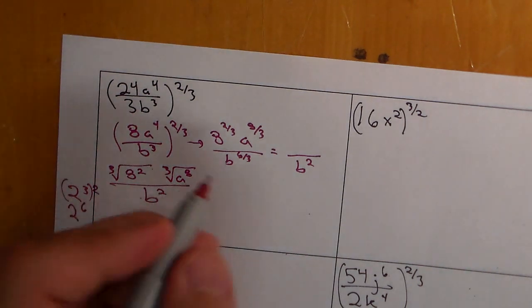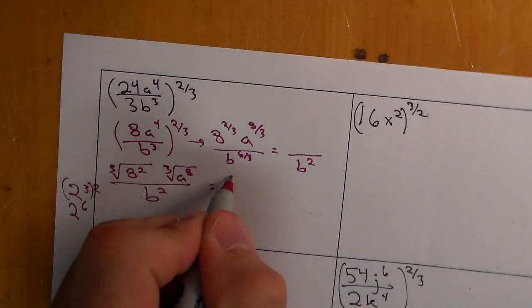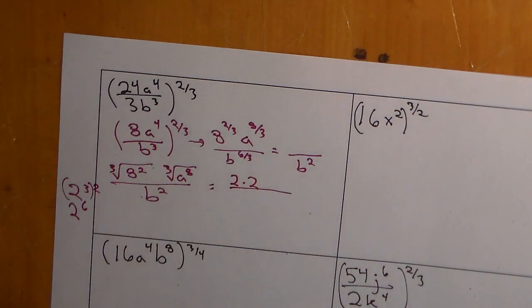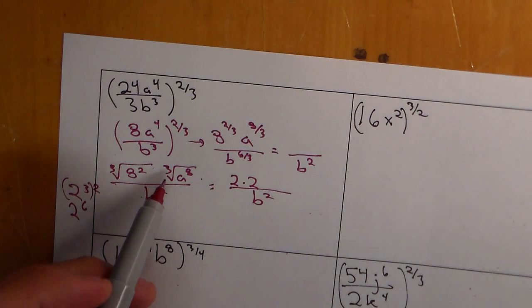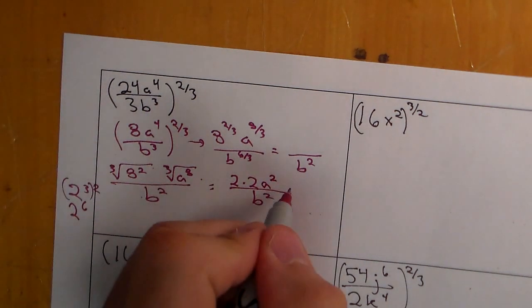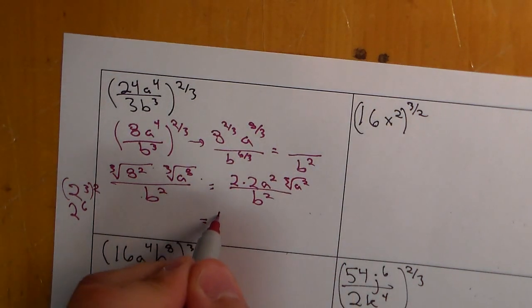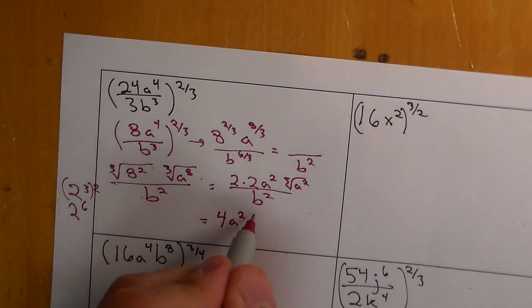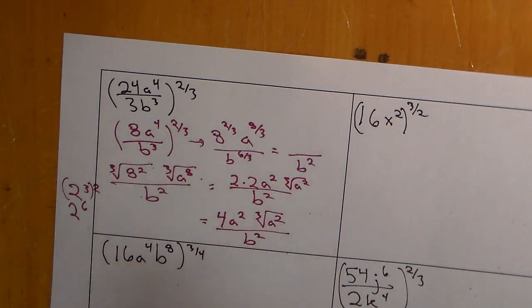So we have 2 sets of 3. Try that again. We have 2 sets of 2's, so 2 times 2 is going to come out. And then for a to the 8th in the cube root, that gives us 2 sets of a's, so that's a squared with 2 staying in. So now as we clean up our answer, we get 4a squared cube root a squared over b squared.